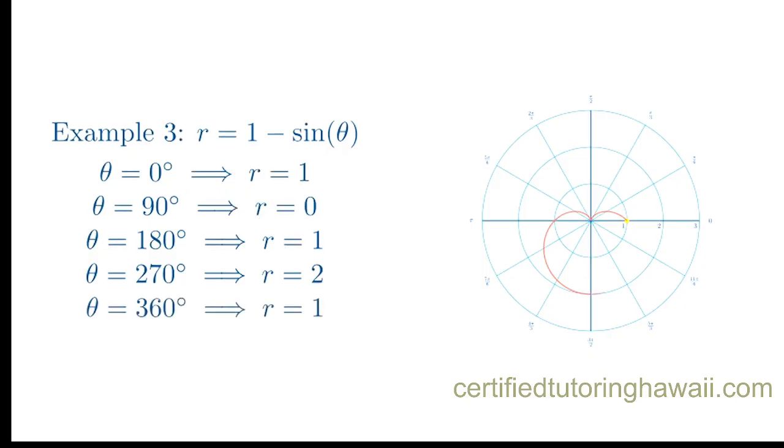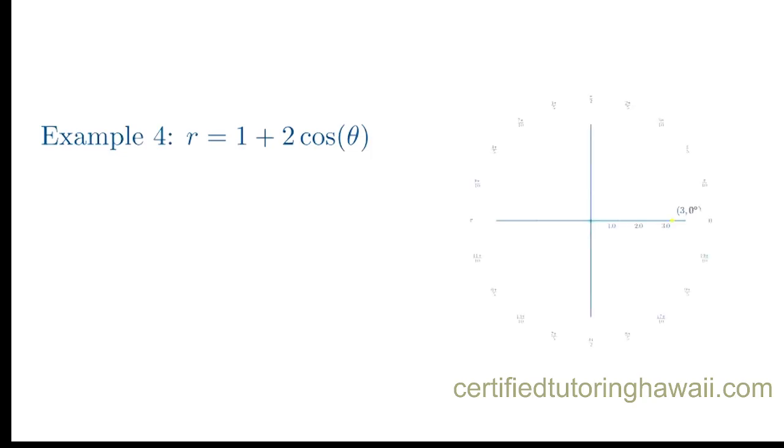Finally, from 270 to 360 degrees, sine of theta increases from negative 1 to 0. This means r decreases from 2 back to 1. We connect our furthest point back to our starting point, 1, 0 degrees. And there it is, a cardioid, a heart-shaped curve generated by the function r equals 1 minus sine of theta. By tracing the changing radius for different angles, we can build the entire graph.